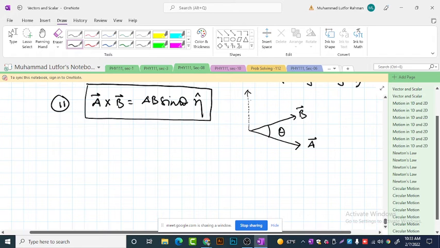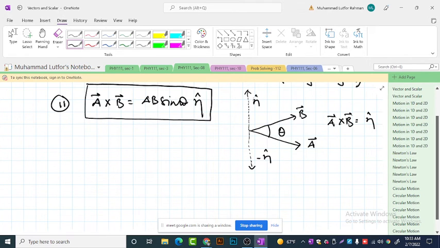If you write A cross B, that would be towards the positive. I am writing the direction only. A cross B would be over here towards the positive eta hat, which is the upward direction. For that one, you have to use the right hand rule. For that rule, you put your index finger towards the first vector and your palm towards the second vector. If you rotate all of your fingers from the first vector towards the second vector, then your thumb will give you the resultant direction of that product.